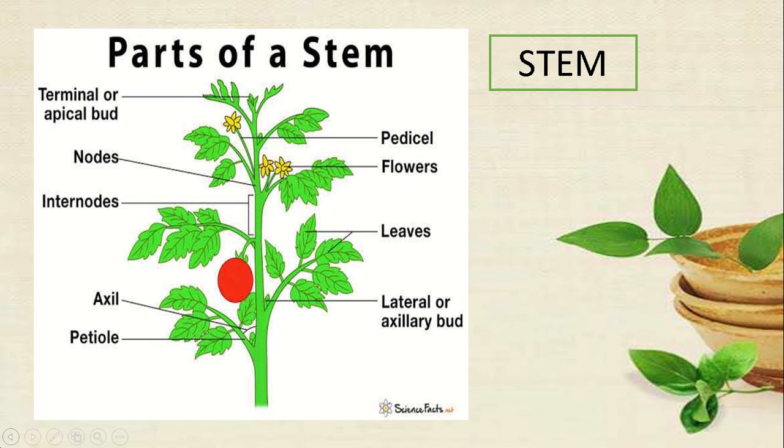Next, we have the stem. Stem helps to absorb water, minerals, and transport products of photosynthesis, namely sugars, from the leaves to the rest of the plant. So the picture shows the parts of a stem.